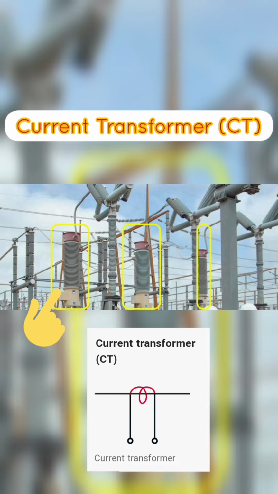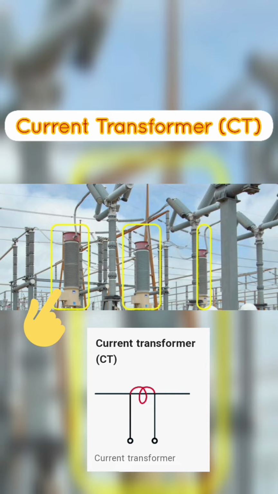The secondary winding of the CT is designed to provide a reduced current proportional to the primary current, which can be easily measured by the measuring instrument or protective relay. The current ratio of the CT is determined by the number of turns in the primary and secondary windings.